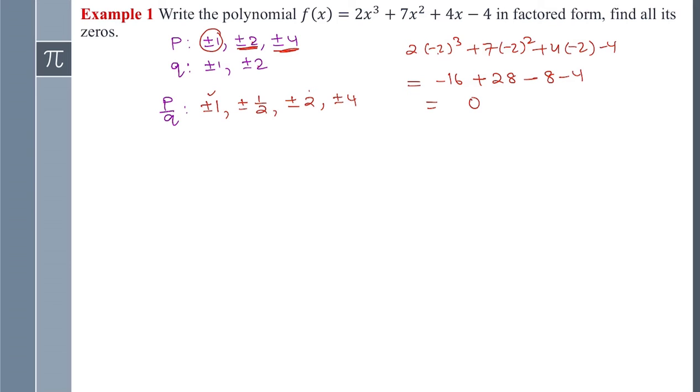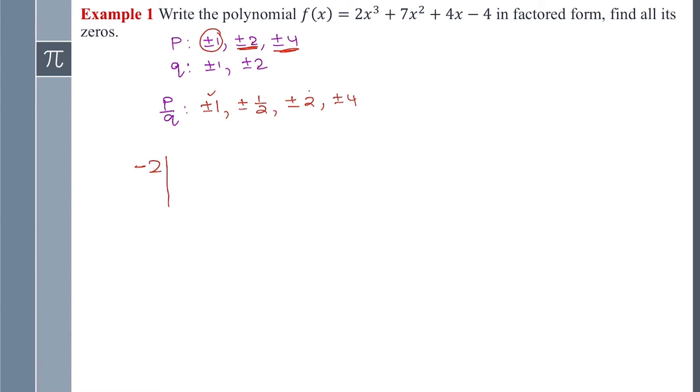So we know one of the zeros. What we are going to do next is divide the polynomial by negative 2 in order to get the other factors. We know negative 2 is a zero, so we are going to divide that polynomial by negative 2. We'll do the synthetic division.